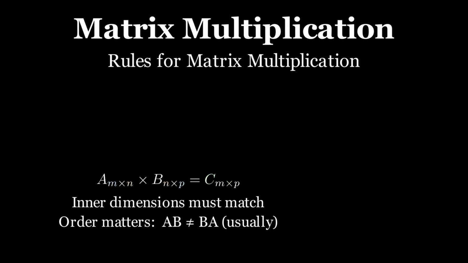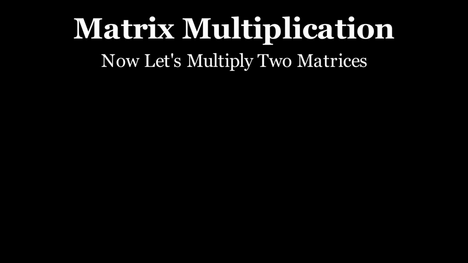Rule 2, the row by column rule. You take a row from the first matrix and multiply it by a column from the second. Rule 3, order matters. A multiply B is rarely the same as B multiply A. Let's practice with a 2 cross 2 example.